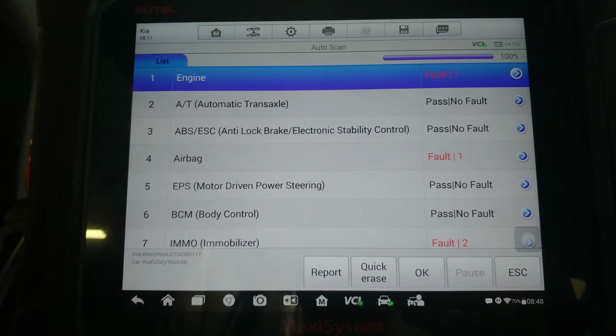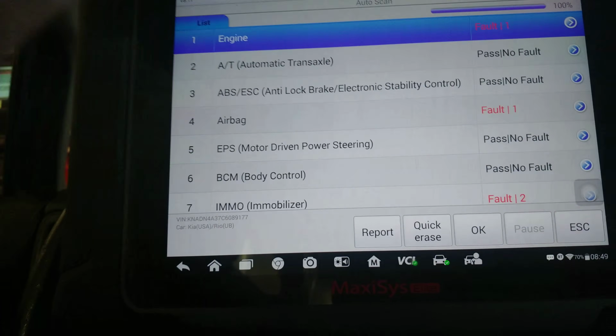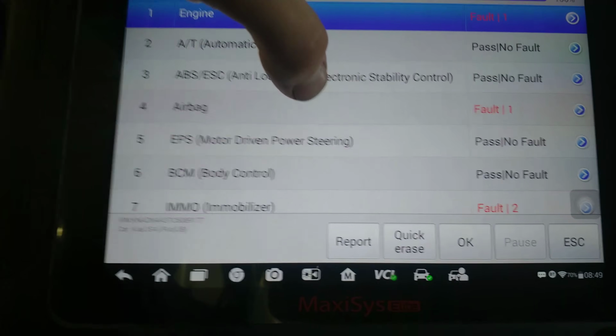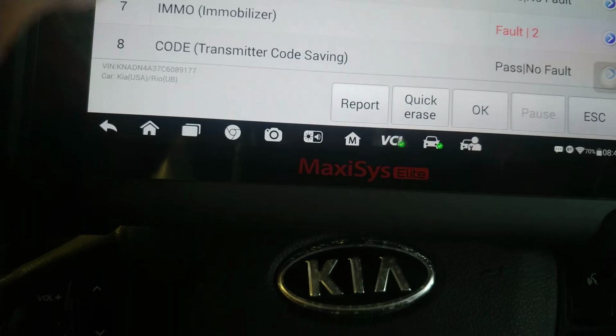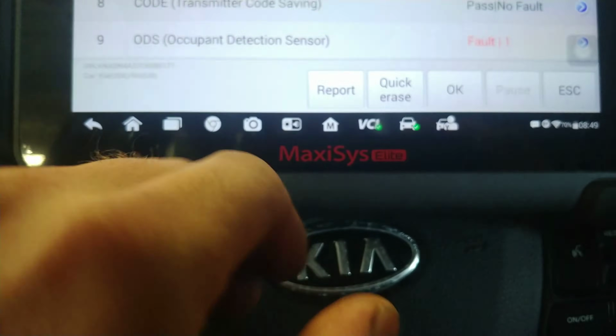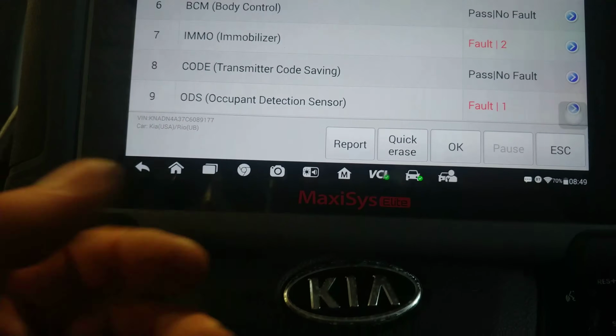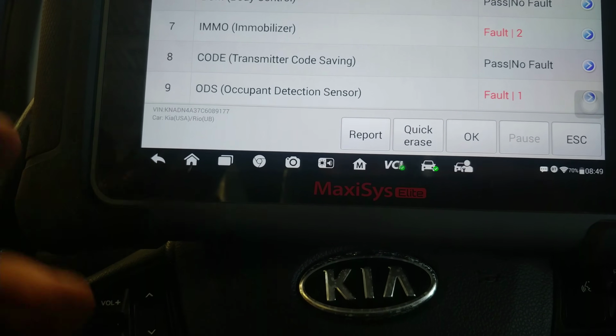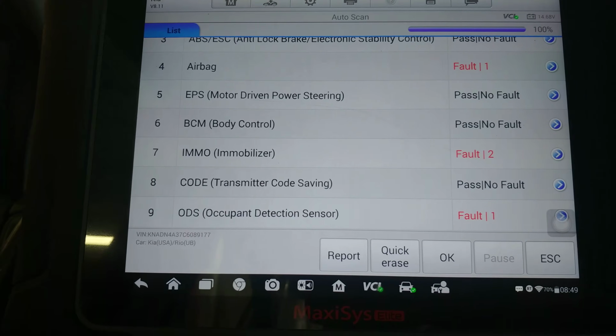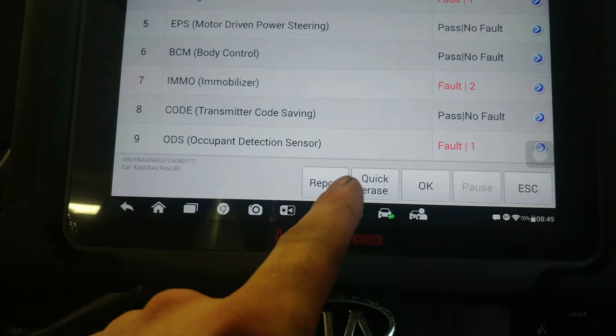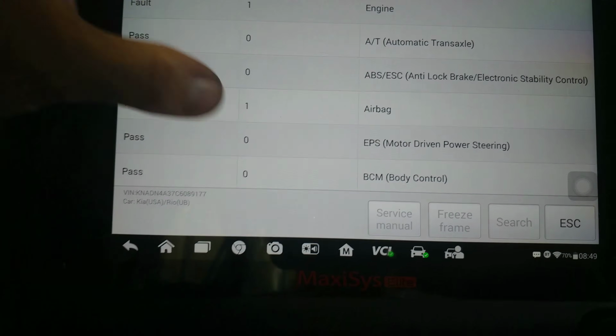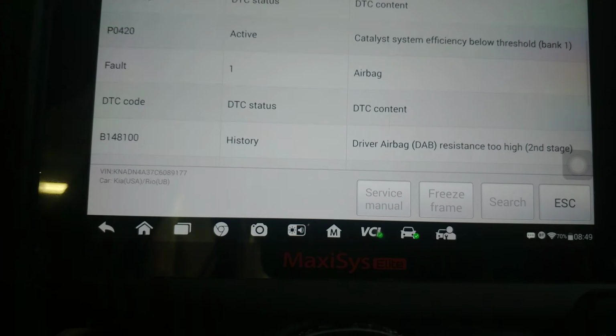Alright, so everything is finished scanning. So we have one in our engine, one in our airbag, one in our immobilizer, two in our immobilizer, and one in our ODS, which is an occupant detection sensor. So what we are going to do is go to report. We're going to see what our codes are. We're going to go all the way down.